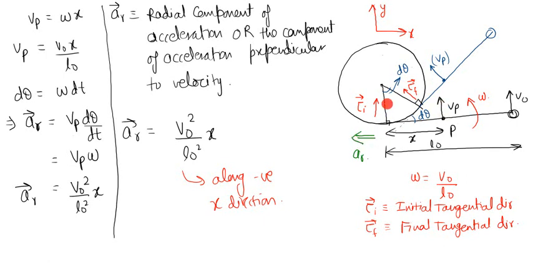So this is the tangential direction and this is a direction which is perpendicular to the tangential direction. So AR will be along the negative x direction. So the radial acceleration is v0 square by l0 square into x along the negative x direction. Now let us see how we can find the tangential component of the acceleration, because for calculating the total acceleration I need two components. One is the radial component, which I have already calculated. Another one is the tangential component, which I will calculate shortly.